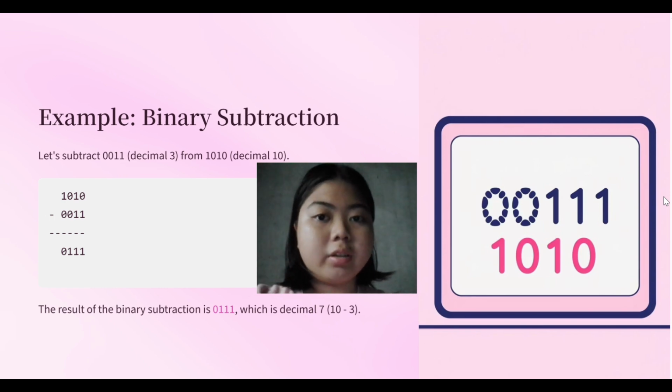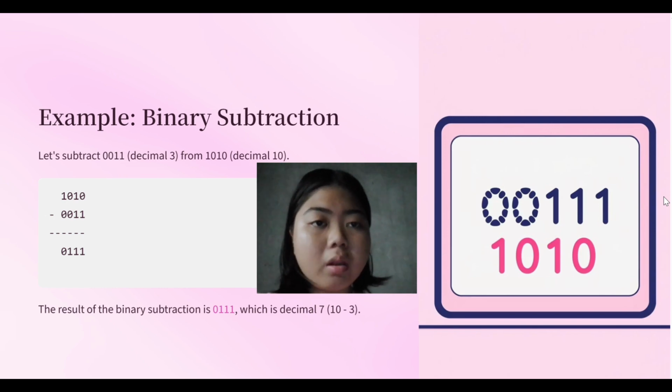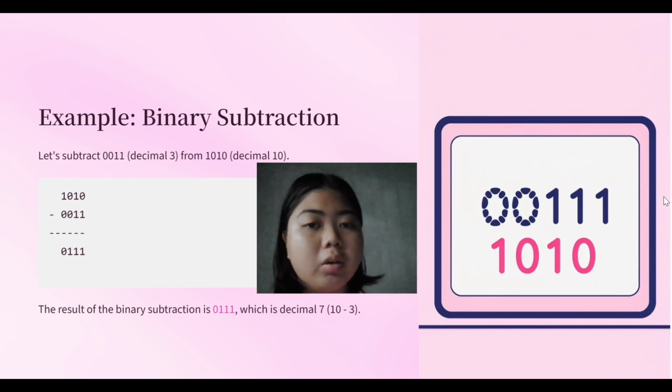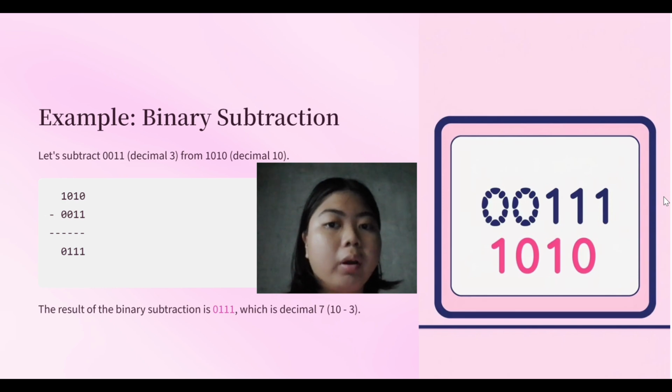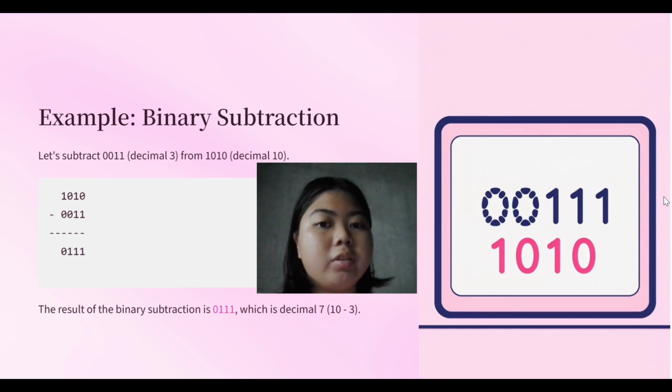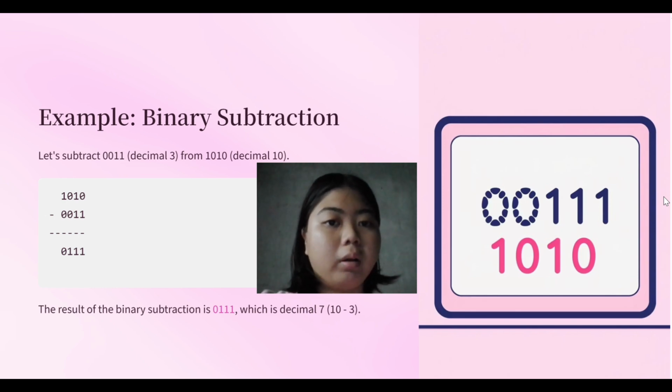Example for binary subtraction. Let's subtract 001, that is the decimal for 1, from 1010, that is the decimal for 10. So, 1010 minus 001 is equal to 1001. The result of the binary subtraction is 1001, which is decimal 9.